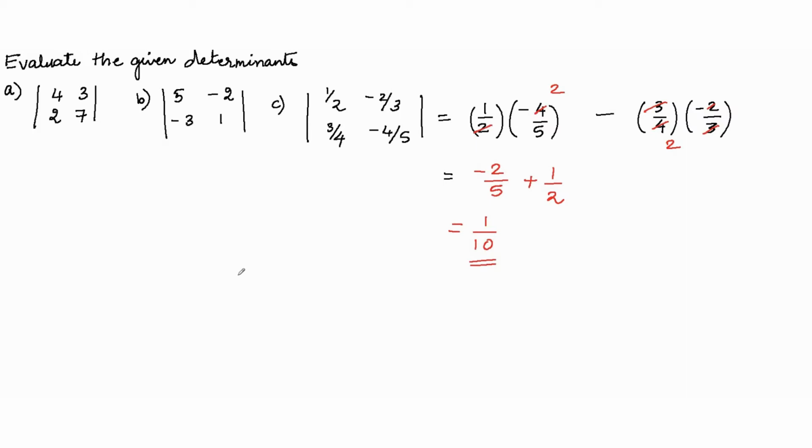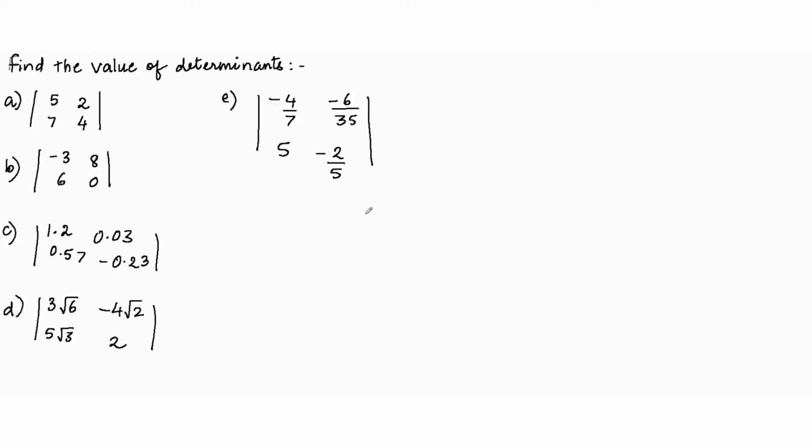Okay, so now let us take a few more questions based on determinants. Let us consider the following set of questions and let's evaluate all these determinants. So let's look at the E1. Again take the leading diagonal and multiply the two elements. So minus 4 by 7 multiplied by minus 2 by 5, and then multiply the other two elements. So that's going to be 5 multiplied by minus 6 by 35, and you add a subtraction sign in between.